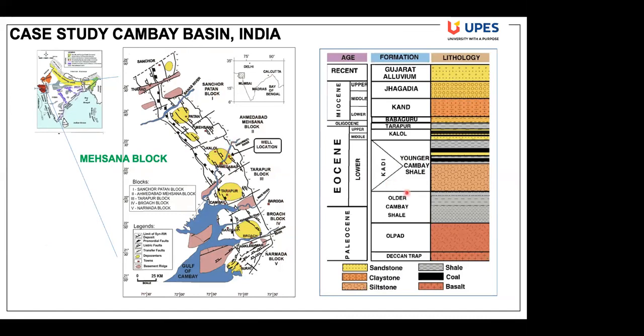In this basin, the Cambay shale is the source rock, older Cambay and younger Cambay. Kalol is the reservoir rock and Tarapur is the cap rock. This is the petroleum system, and you can see the age of this petroleum system ranging from Paleocene, and the reservoir rock is from Eocene age.